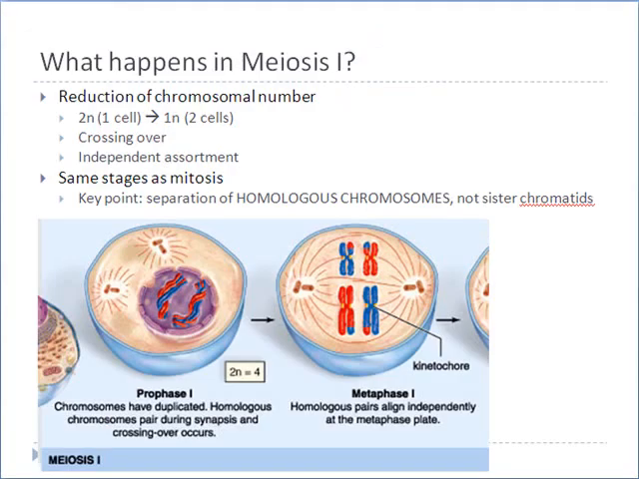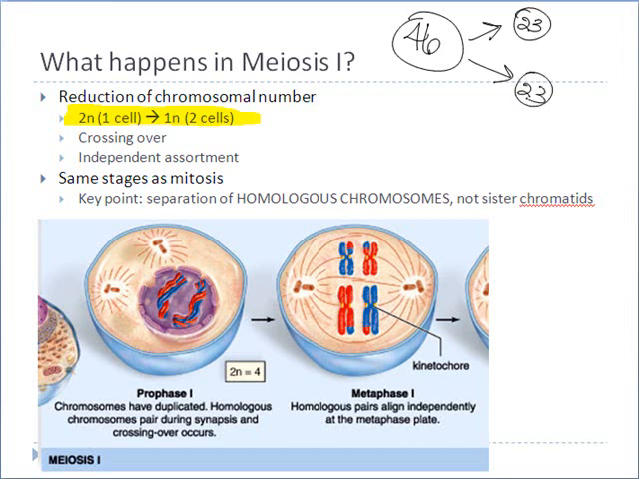So let's take a look at what happens in meiosis I. The key events, the things you absolutely must know about meiosis I: we reduce the chromosomal count from 2 complete sets of chromosomes that we start out with in the parent cell to having 2 cells each with only 1 complete set of chromosomes. So if we were talking about humans, we'd start out with a precursor cell that had 46 chromosomes in it, and after meiosis I, we would have 2 cells each with 23 chromosomes in it. Okay, we're going from diploid to haploid.